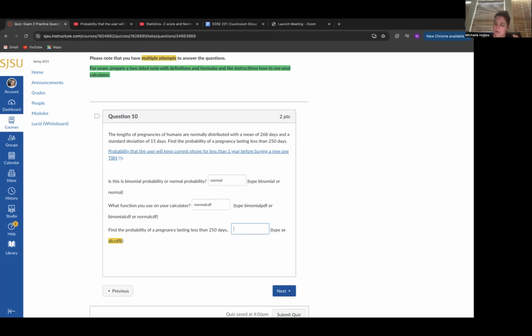It has to be two numbers, decimal, two numbers as a percentage. So find the probability. I already got that as 0.1151. So I need to turn that into a percentage. So that would be 11.51%.